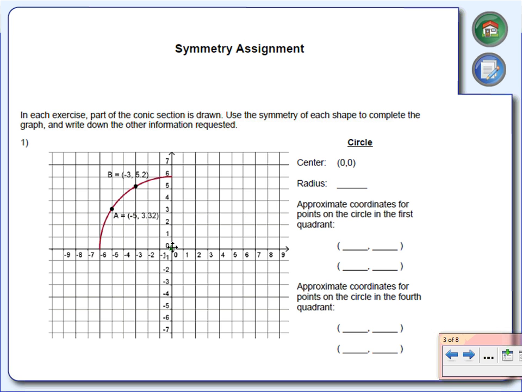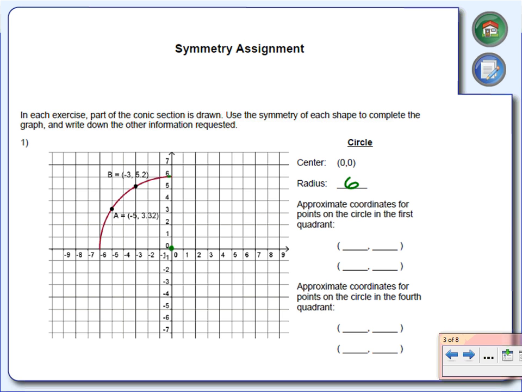So if 0, 0 is the center, and they've given me part of the graph, Samantha, could you tell me what the radius of this circle is? Could you tell me the distance from the center to the edge of the circle? What do you think it is? All I'm asking is, what's the distance from this center point to this point over here on the circle? 6. All right, so the radius here is 6. All it is, is the distance from the center to the edge of the circle.